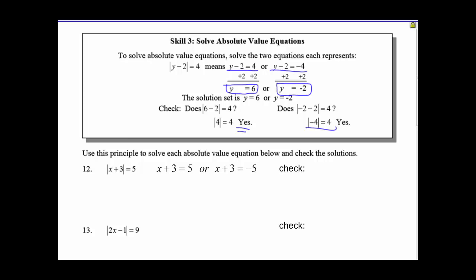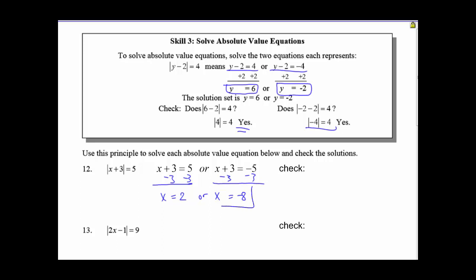Now, solving-wise, if we need to get x by itself, we need to take this positive 3 and move it over. So we're going to subtract 3 here. And we're going to get x equals 2. Or, if we do the same thing on the other side, x plus 3 equals negative 5, x should equal negative 8. So we got x equals 2 or x equals negative 8.